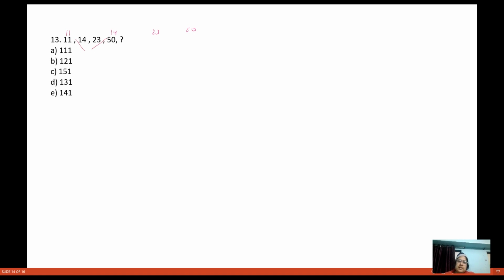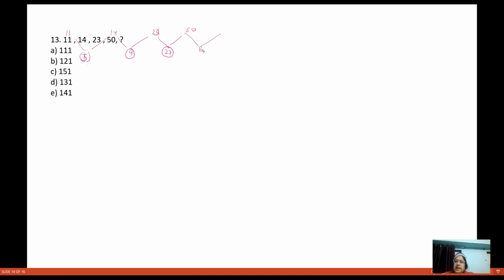This difference is coming to be 3. This difference is coming to be how much? 9. And this difference is coming to be 27. 11 to 14, the difference is 3. 14 to 23, the difference is 9. And 23 to 27, the difference is 21.